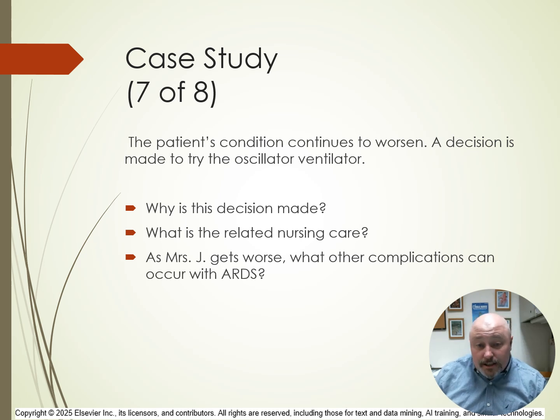The patient's condition continues to worsen, and a decision is made to try the oscillator ventilator. Why is this made? Because Mrs. J was unable to be oxygenated with high levels of FiO2 and PEEP. A new ventilator strategy is going to be needed. The oscillator may successfully recruit alveoli in cases of severe ARDS.